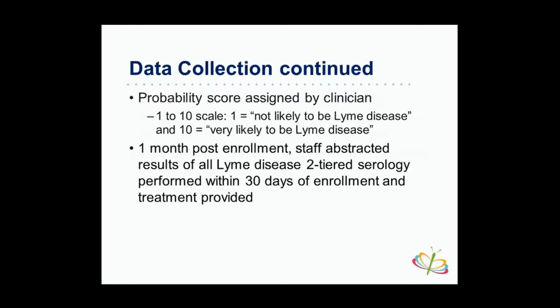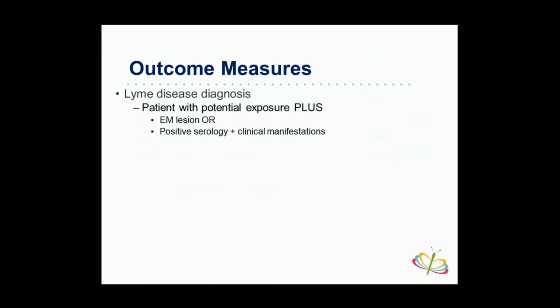So in terms of our outcome measures, the primary outcome of this study was the diagnosis of Lyme disease. For the purpose of the study, this was defined as a patient with potential Lyme exposure plus either a physician-diagnosed erythema migrans rash or positive 2-tiered serology with clinical manifestations. It should be noted, though, that because all the participating centers were in Lyme endemic areas, all of the children were considered as having potential exposures.